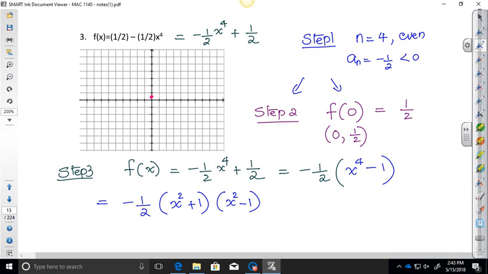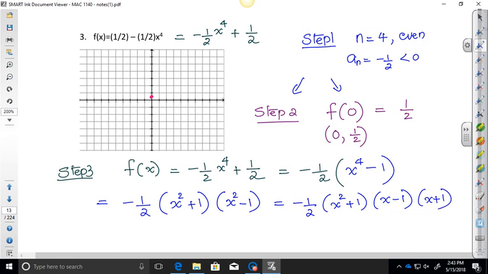X squared plus 1 we cannot factor. It's prime. However, x squared minus 1, I can do it. How? Minus 1 plus 1, right? Minus 1. Yes, sorry.